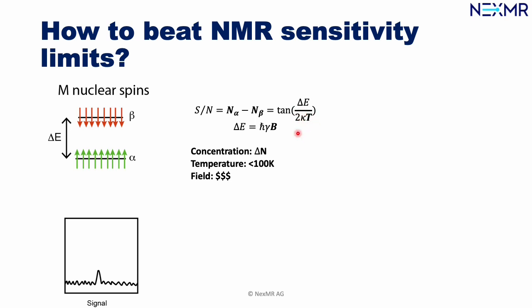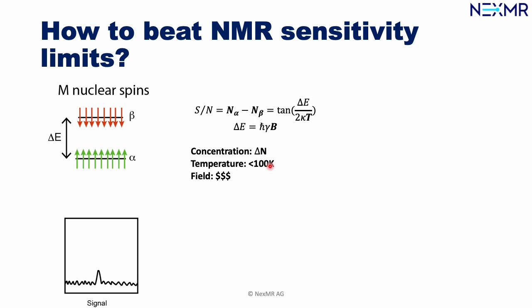So to increase sensitivity, there are some obvious approaches from this equation. One is to increase the concentration, so you increase the absolute number of spins and the delta N. You can also reduce the temperature, so that you reduce the thermal energy that you bring to your system, and then you will have more alpha than beta spins, or you can increase the magnetic field.